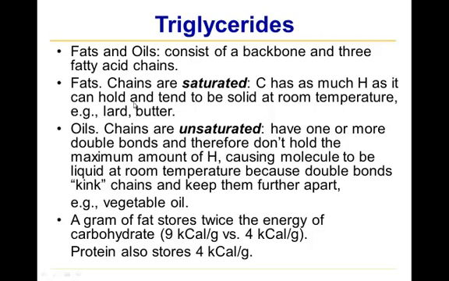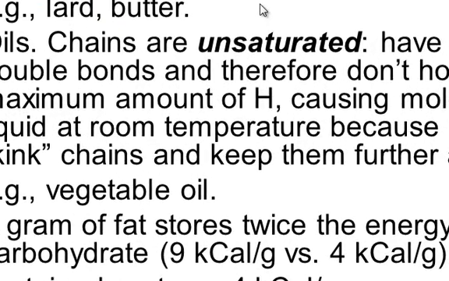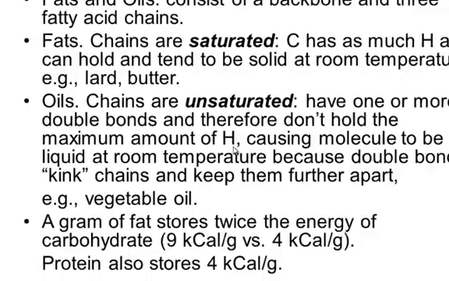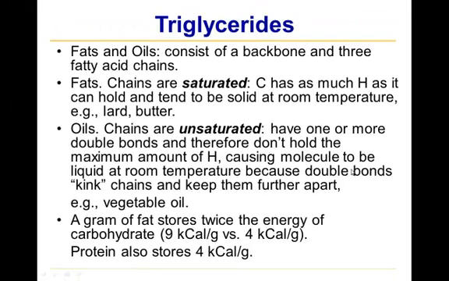Okay, and this is just definitional. We're going to look at diagrams in a moment, and this will help you to understand this concept. And I'll tell you why having a saturated chain tends to make molecules solid at room temperature. While oils, by contrast, the fatty acid chains are unsaturated. At least one or more of the carbons that are in those fatty acid chains of oils have double bonds. And this means that they don't hold the maximum amount of hydrogen. They are not saturated, hence they are unsaturated. And this causes a molecule to be liquid at room temperature.